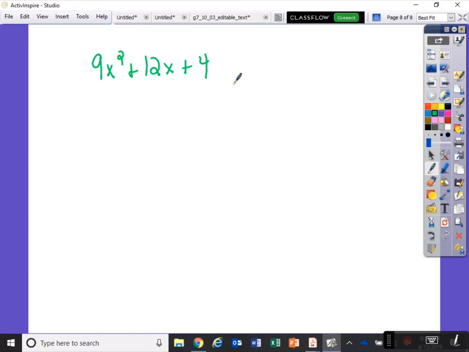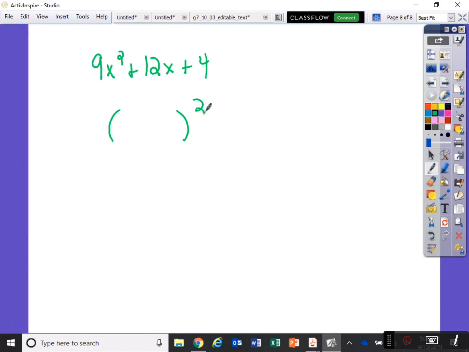So what's the square root of 9? 3. What's the square root of 4? 2. What's 3 times 2? 6. Doubled, 12, and that's the middle, right? Okay, so it is a perfect square trinomial, right? What does a perfect square trinomial factor into? A binomial squared, or parentheses squared, either one's fine.